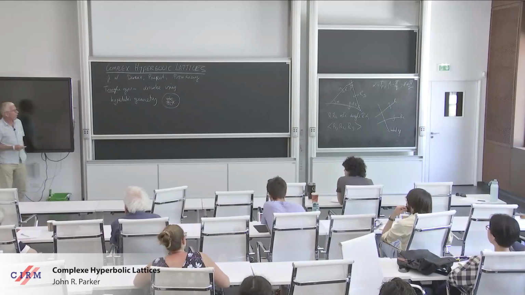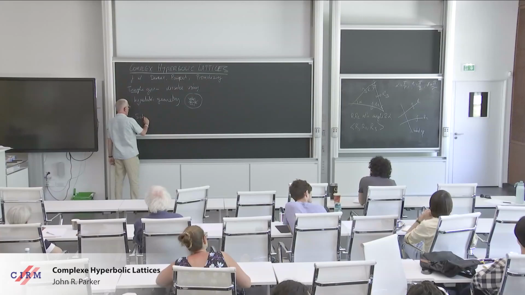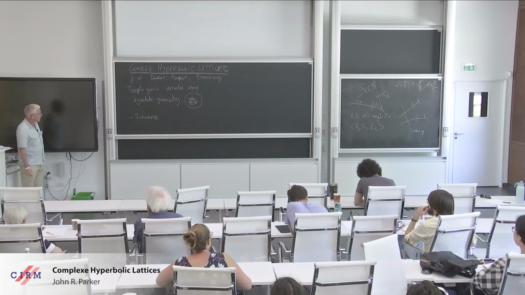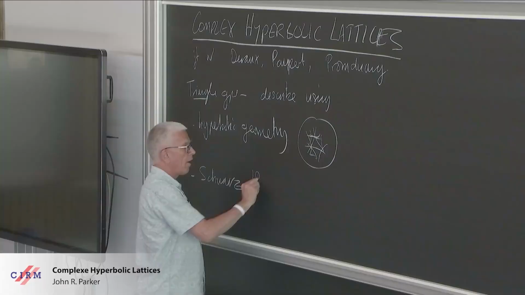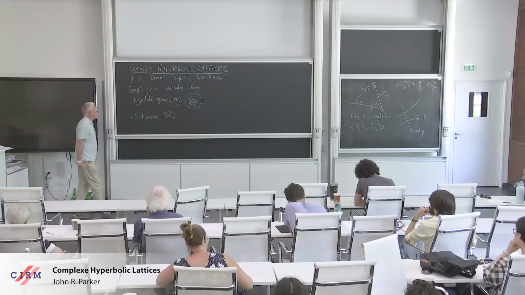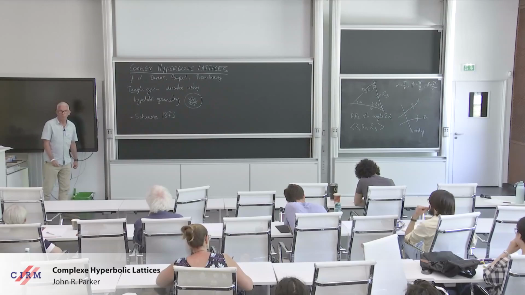But there's a different way we can describe those, and this goes back to not Schwartz with a T, but Schwarz without a T, in 1873, who showed that all of these triangle groups are monodromy groups for certain hypergeometric functions.